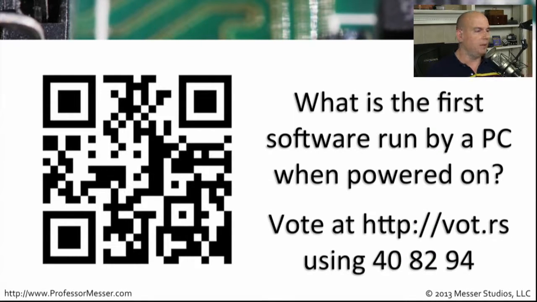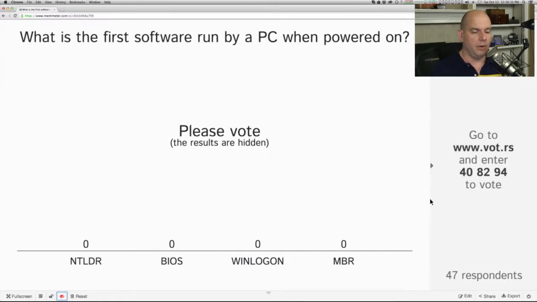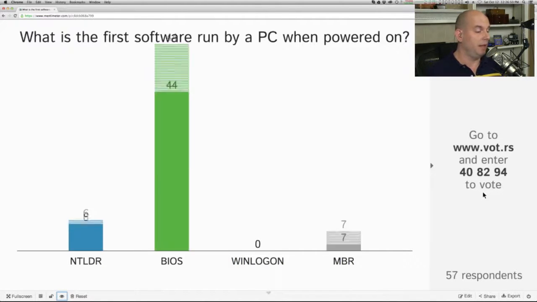We've got a number of respondents to what is the first software run by a PC when it is powered on. If you go to vot.rs and vote at 408294, we've got about 52, now 55 respondents. Let's see what people say. The answer, or at least the highest number of votes, is BIOS. I really didn't fool very many people there. 46 of you said BIOS, and 6 of you said the Windows NT Loader.